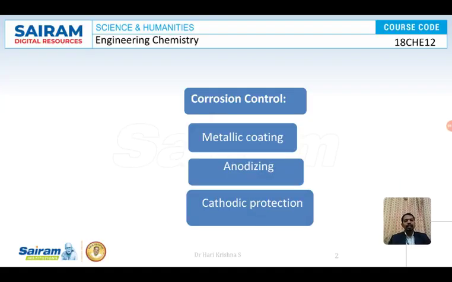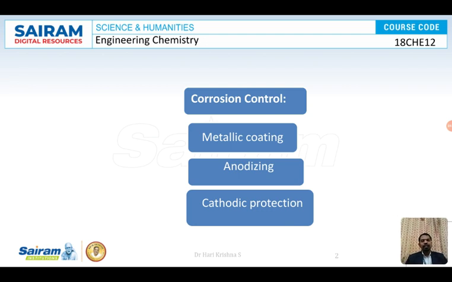To start with, corrosion control, as I told you, is done by metallic coating, anodizing, or cathodic protection. Coating one metal on the surface of another metal is called metallic coating. You have two types of metallic coating: one is anodic coating, the other is cathodic coating. Coating a metal which is anodic to the base metal is called anodic coating. Coating a metal which is cathodic to the base metal is called cathodic coating.